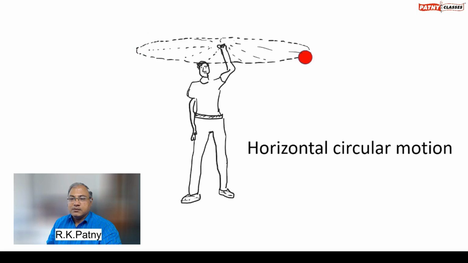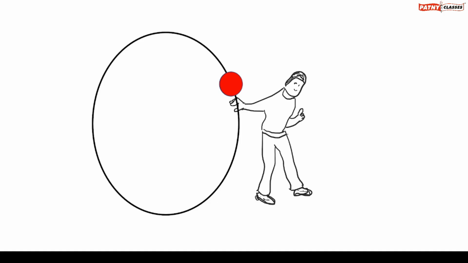Here, the body is moving along the horizontal circle. Therefore, this type of circular motion is called horizontal circular motion. There is another kind of circular motion in which the body moves along the vertical circle. This type of circular motion is called vertical circular motion.